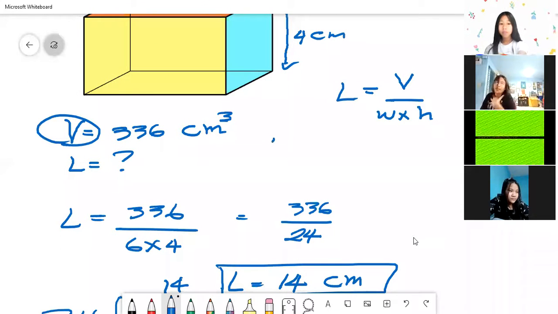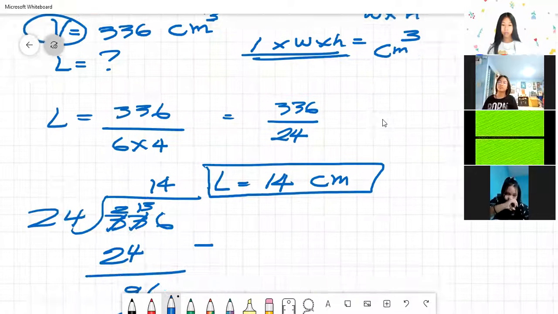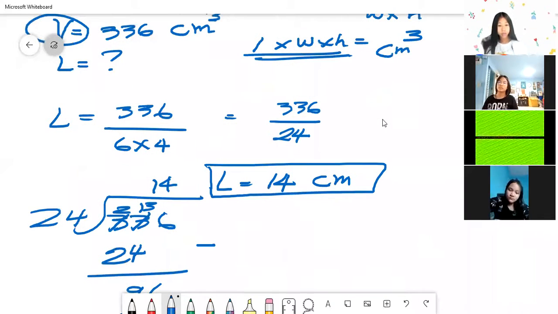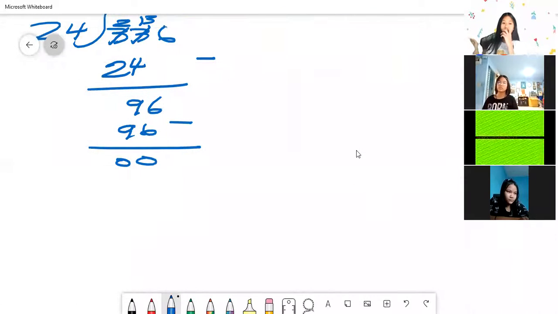When we multiply length times width times height, that's the answer. You have cubic already. But if we find the length, width, or height, the answer would be in centimeters, meters, or inches only. No cubic. Understand? That is not the volume. We find the length. Understand? Okay, so next one.